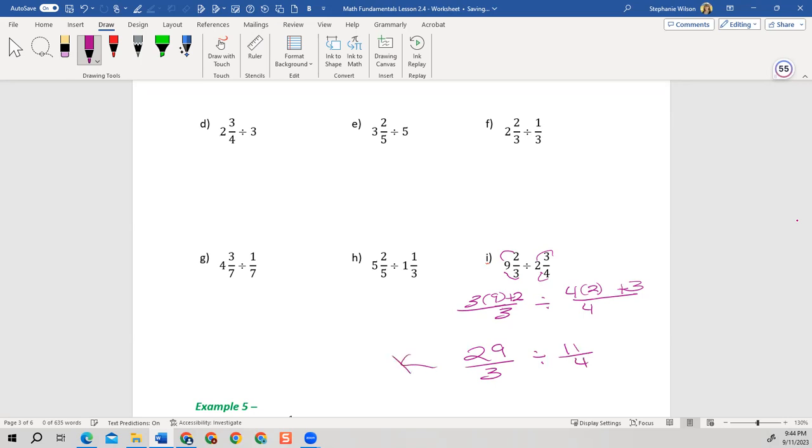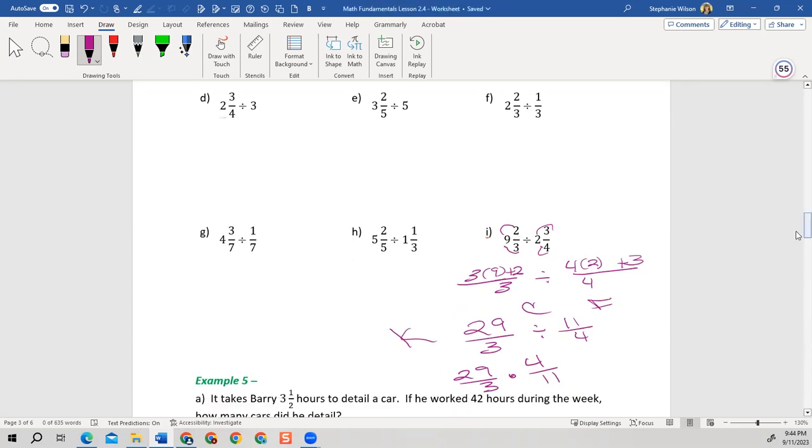Now we're going to apply keep, change, flip. So I get 29 thirds times 4 elevenths. 29's prime, 3's prime, 11's prime, and 4 is the only one that's not, and none of them go into each other, and 4 is made up of 2, which doesn't go into any of them either. So we're just going to multiply straight across. 29 times 4 is 116. 3 times 11 is 33. So that would be my answer in improper form.